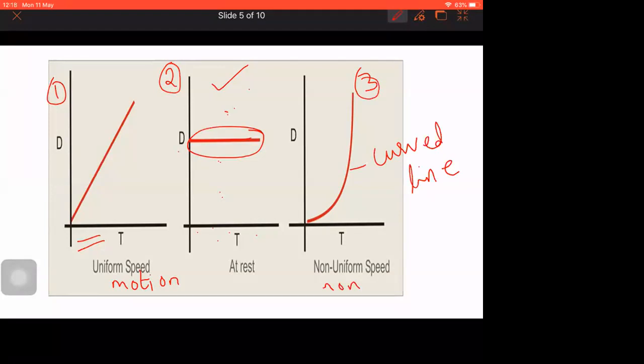I think we have covered everything about the distance time graph. Any doubts till now, ask, because we'll be moving to the velocity time graph.